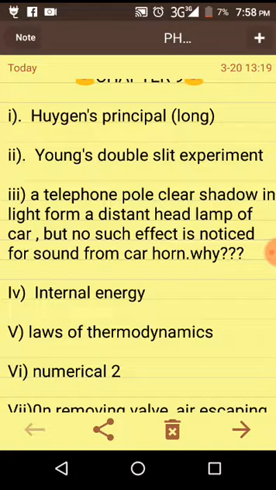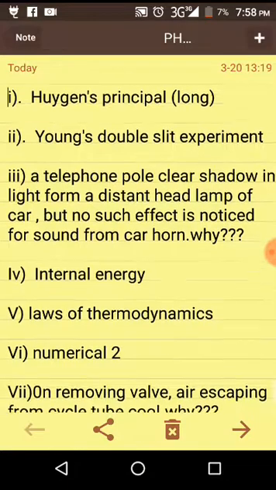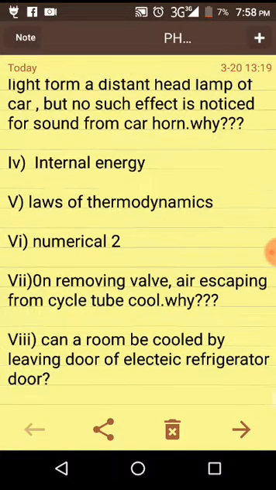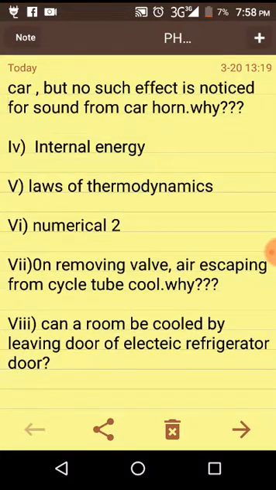It is a long question. Then question number 2, Young's double slit experiment. Then question number 3, a telephone pole. Clear shadow in light from a distant lamp of car, but no such effect is noticed for sound from car horn. Why? Question number 4, internal energy. Question number 5, laws of thermodynamics. Question number 6, numerical problem 2. Question number 7, on removing valve, air escaping from cycle tube is cool. Why? Question number 8, can a room be cooled by leaving door of electric refrigerator open?